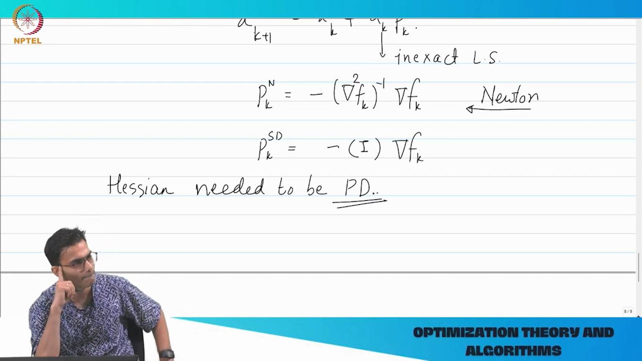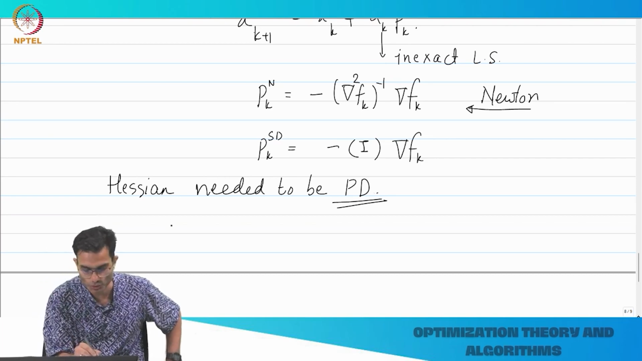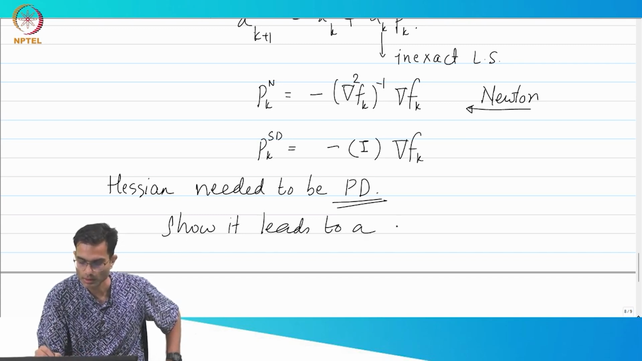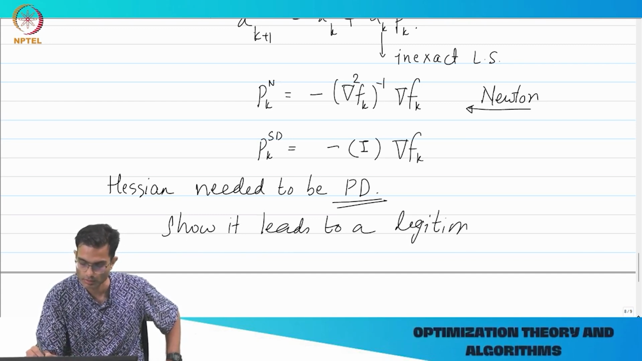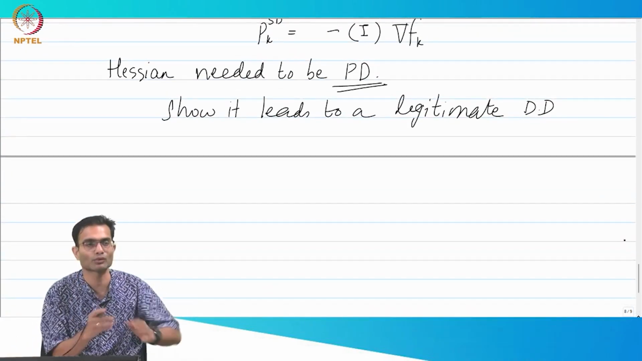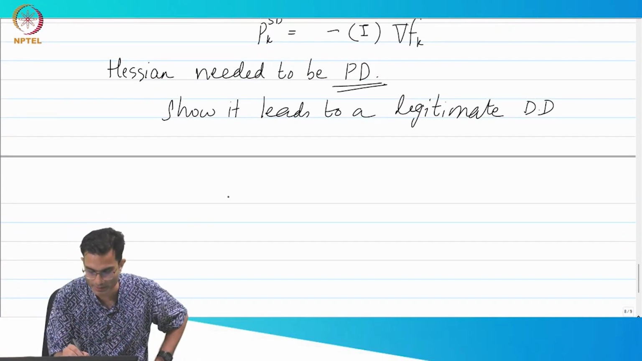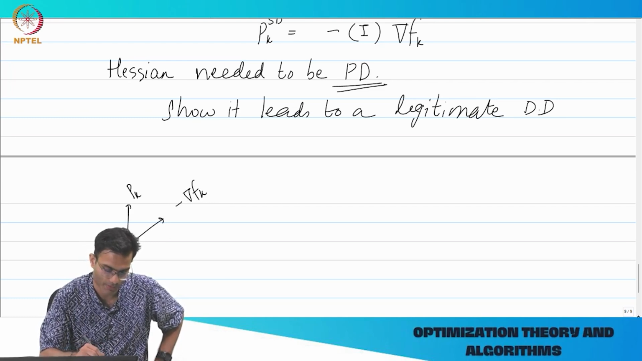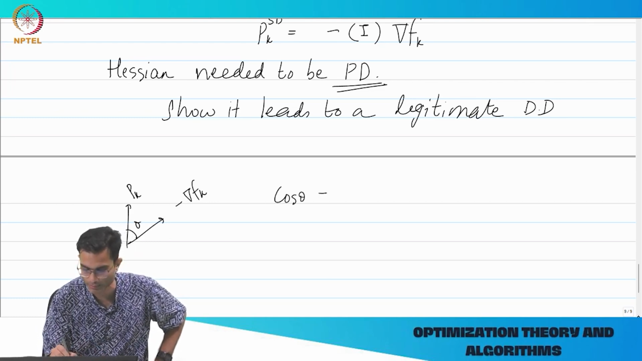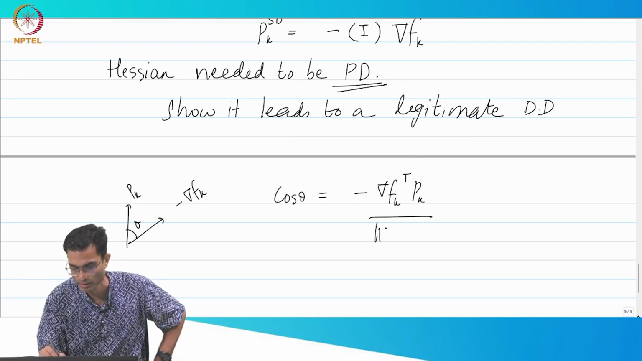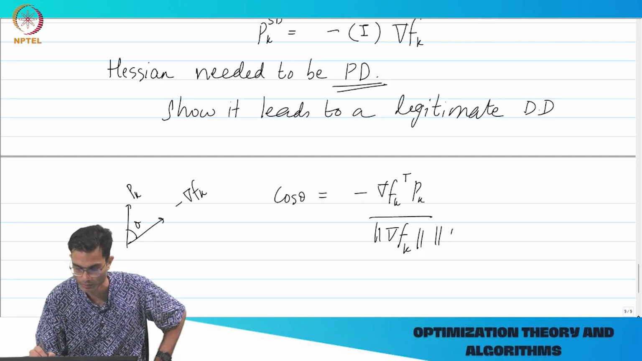How did we do it? We needed to show that it leads to a legitimate descent direction. For that, what was the expression? I needed to look at the cosine of the angle between these guys, right? So between minus grad fk and my pk, this angle theta k. So cosine theta between these two vectors would simply be minus grad fk transpose pk over norm grad fk norm pk.